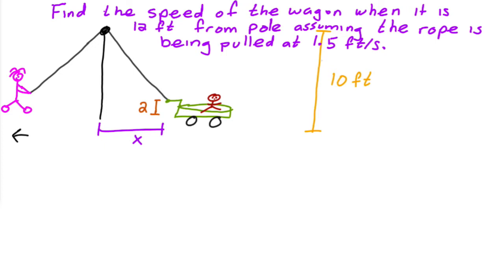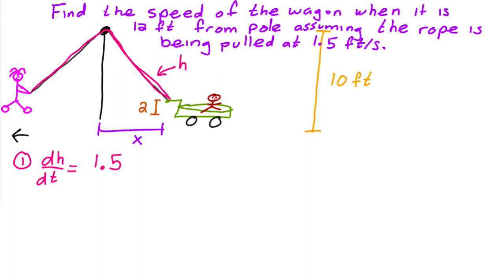Okay, so let's do step one, which is to, of course, draw a picture and label. So let's say that we know this guy is 10, and so we need to label this guy right here, this rope. So let's label that H. And since it's saying that it's being pulled at 1.5 feet per second, that's talking about the rope. So that's how fast this guy is changing. So dH over dt is equal to 1.5.